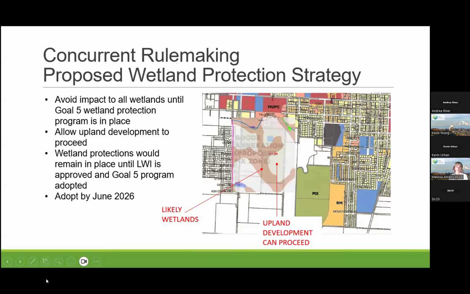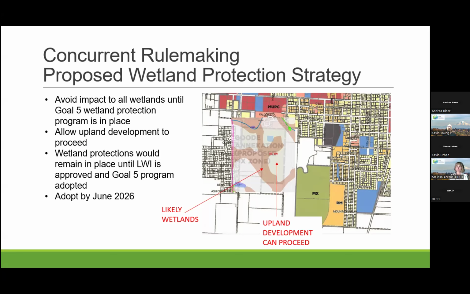So we're also embarking on concurrent rulemaking. Actually, this Friday, we're going to the Land Conservation and Development Commission to request they initiate rulemaking to basically address this issue that we've described. The idea where UGB expansion areas need to go through this whole local wetland inventory Goal 5 process before any development can be allowed in those areas.